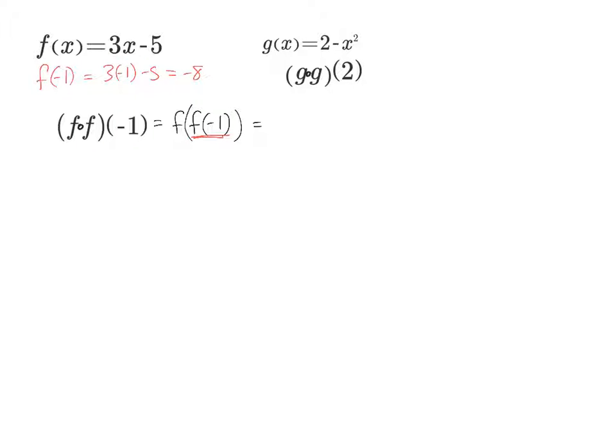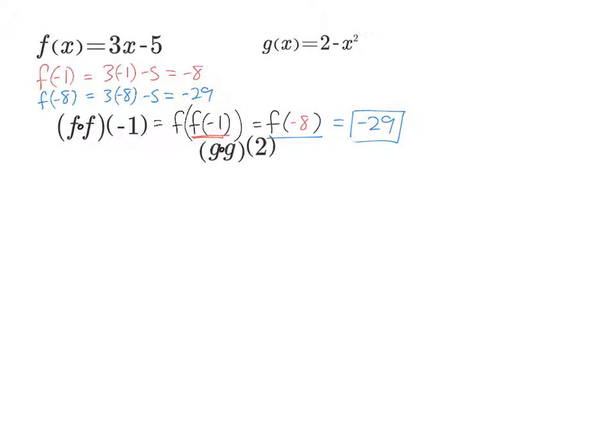So this can be rewritten as f of negative 8. Now we're going to find out what f of negative 8 is. Well, f of negative 8 is the same thing as 3 times negative 8 minus 5. 3 times negative 8 is negative 24, minus 5 is negative 29. So this is going to be negative 29.